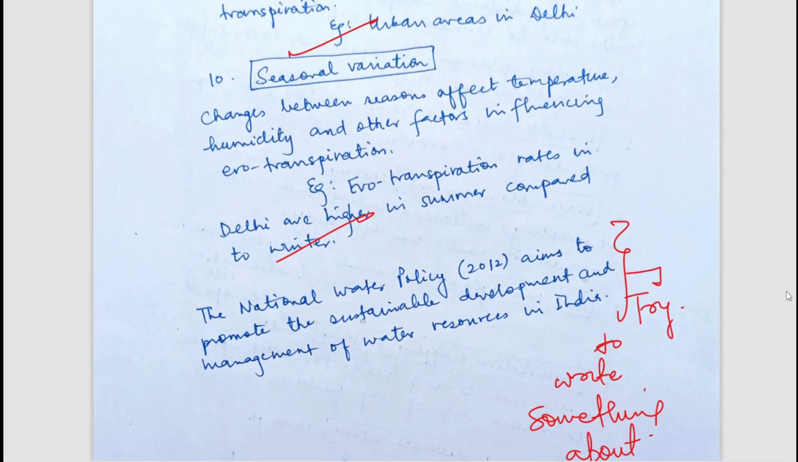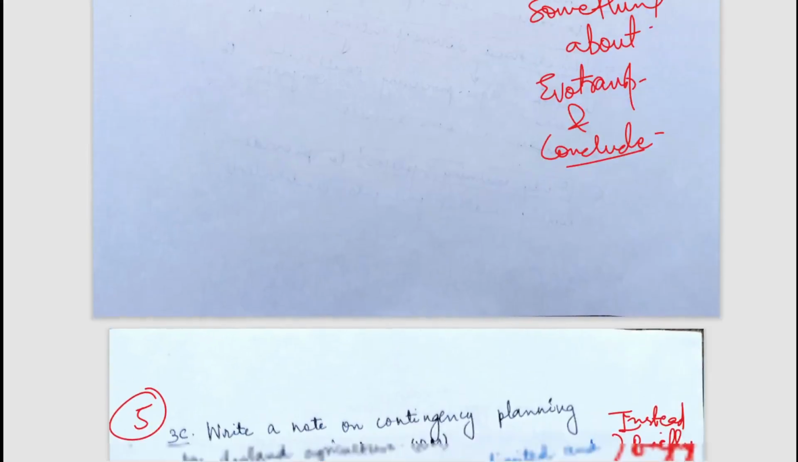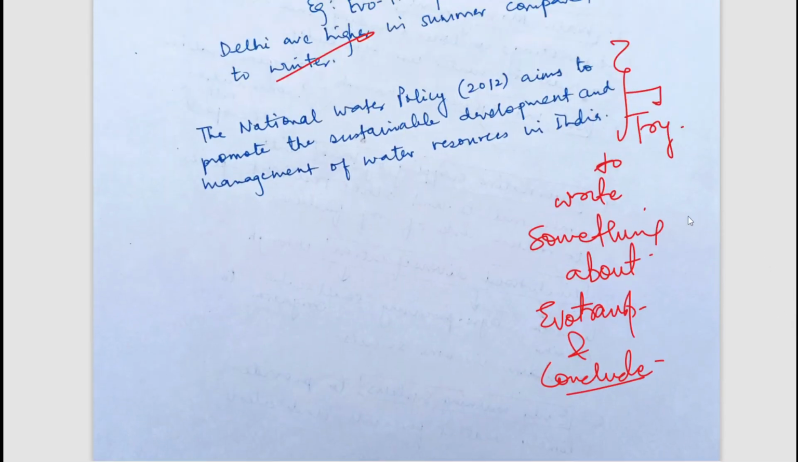So again, a well written answer. As you can see here, I will just give an example: when you are writing about evapotranspiration, try to conclude with something about evapotranspiration only. The student has written here about the national water policy, which is not directly related to evapotranspiration.